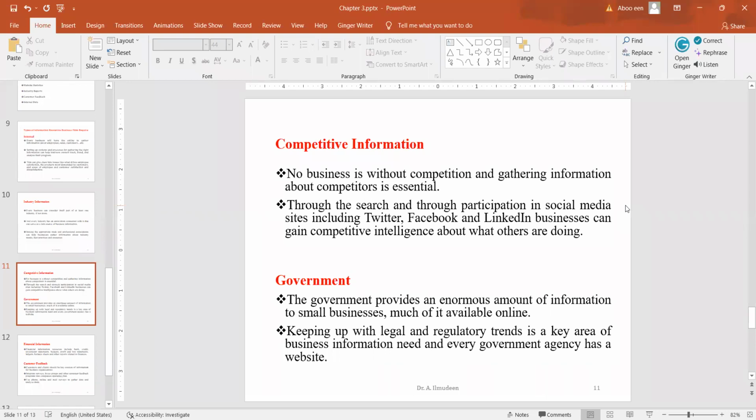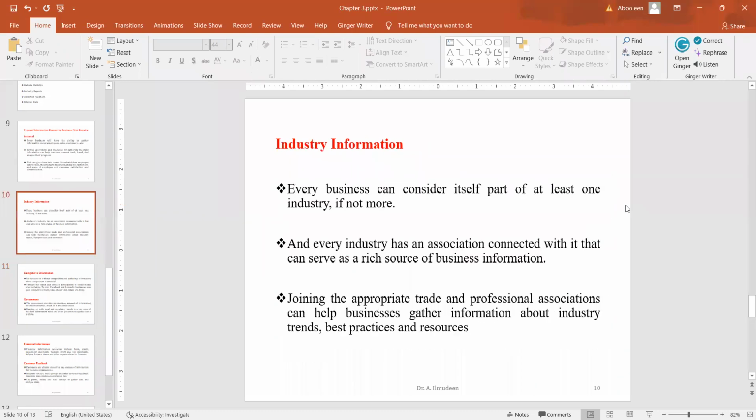The next one is government information. Why do business organizations concern about this government information? Does it really matter for business organizations? Do they really need this government information for their business operation? Why are these informations informative? Why is government information very much essential?